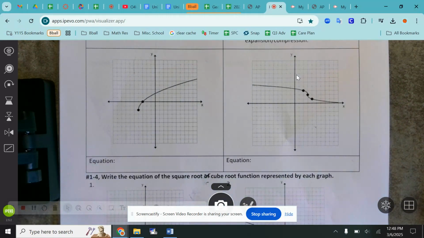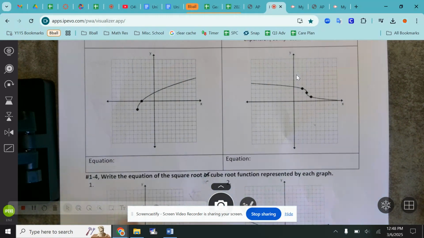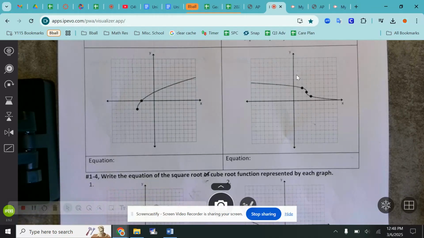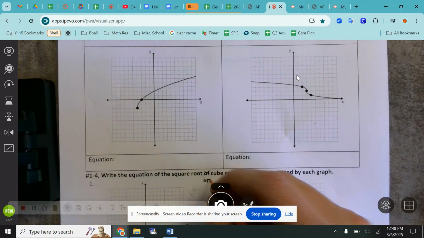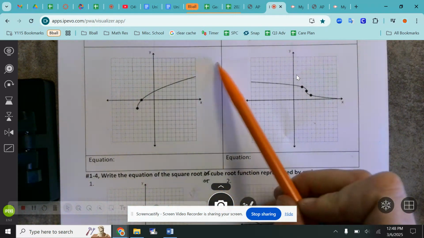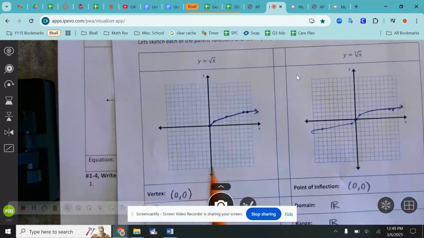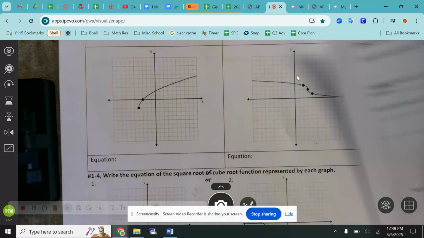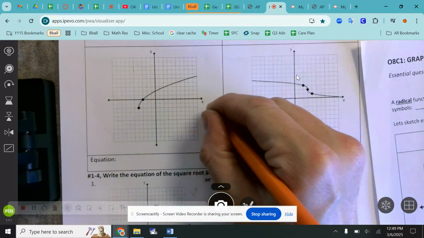First thing is recognize what kind of graph you're dealing with. Okay, if we look at our directions, it says write the equation of the square root or cube root function represented by each graph. So we have to recognize that because this is the curvy one that stops, that means we are dealing with the square root graph. Okay, so I know right away, square root.